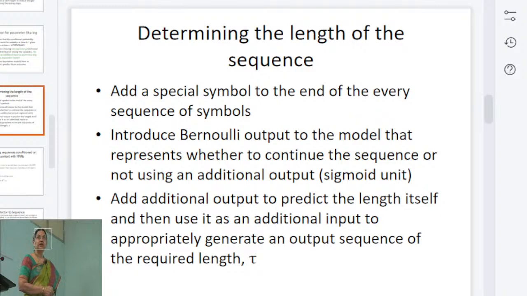So here there will be a output on whether to continue. Bernoulli output means yes or no, 1 or 0, which will be added, so that upon reading that the model will know whether the input sequence is continuing or it has ended, like a delimiter. Or add an additional output to predict the length itself, and then use it as an additional input to appropriately generate the output sequence of required length tau. So this is a special case where you require to know the length of the output sequence.